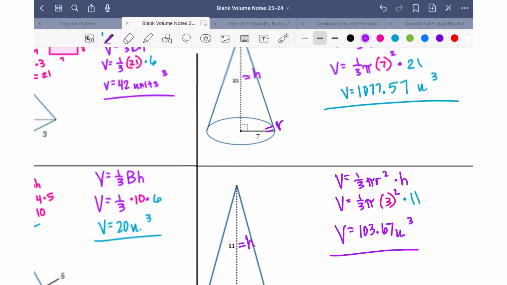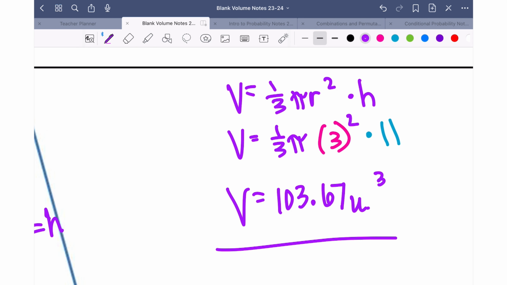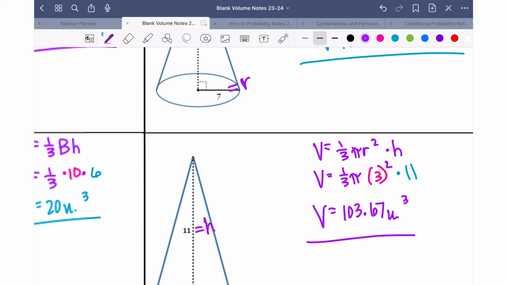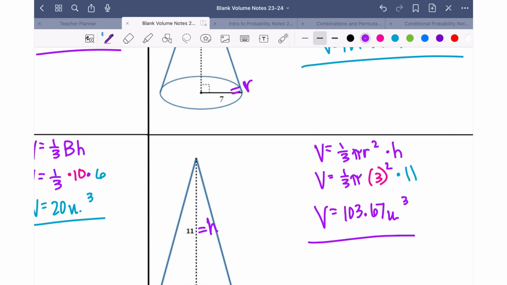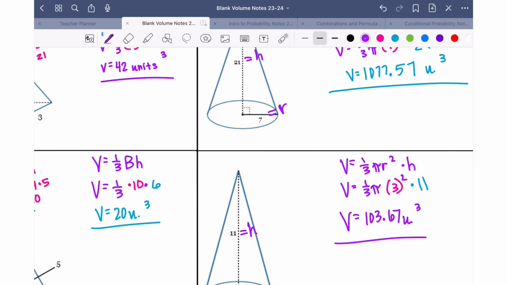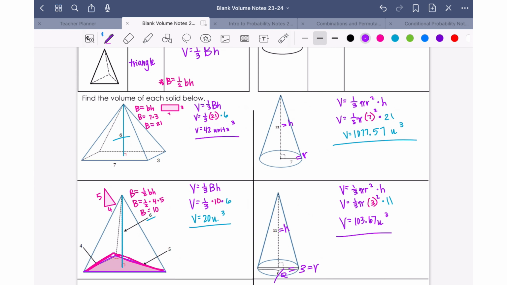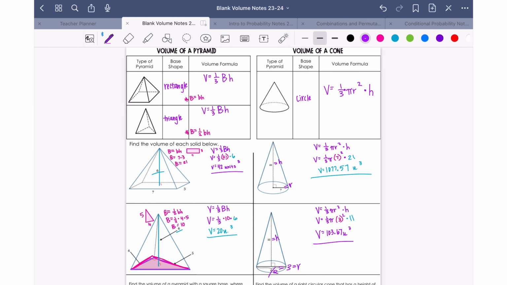All right, that's it for pyramids and cones. Don't forget that there's a Delta Math that we're doing for this. It's an assignment that's for the whole week. So make sure you've done the other sections and go in order, okay? Don't try to get ahead. Watch the notes first, all right?